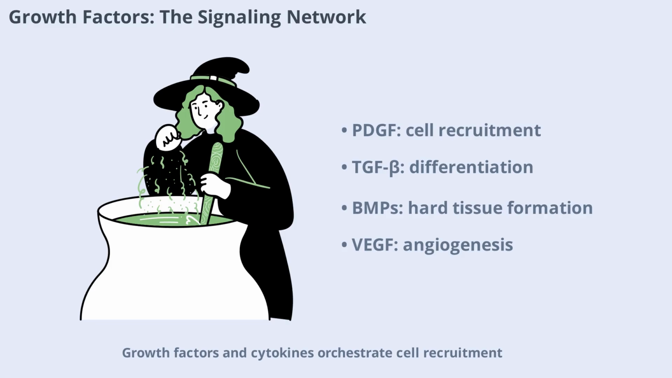Growth factors and cytokines orchestrate cell recruitment, proliferation, differentiation, and tissue patterning. Key players include PDGF, TGF-beta, BMPs, VEGF, FGF, IGF, and NGF. These signals act in a highly spatial and temporal manner, meaning their effects depend on timing, location, and concentration. Controlled delivery of growth factors is essential for successful regeneration, as it mimics the natural developmental environment.